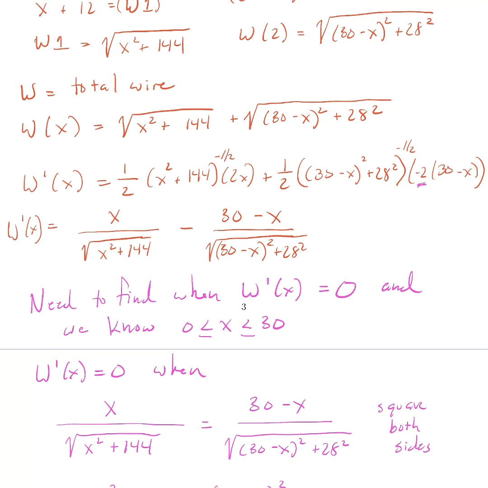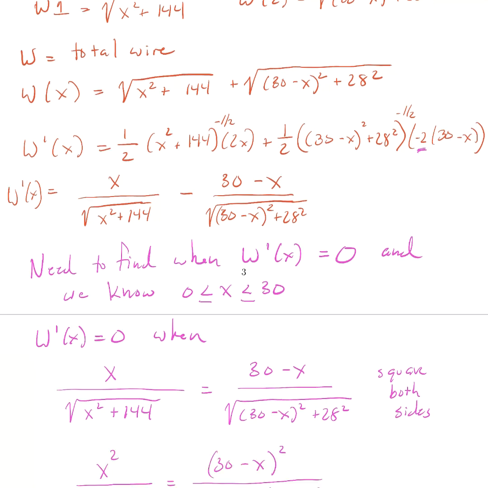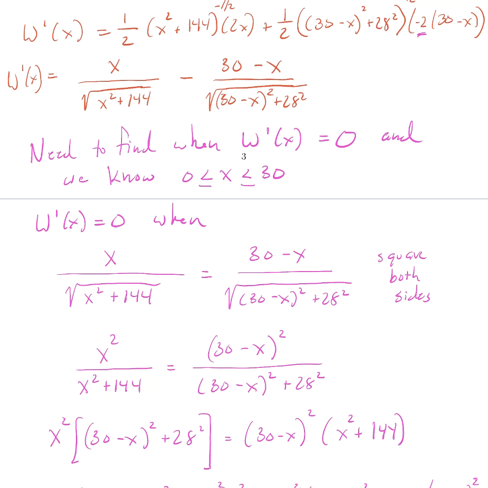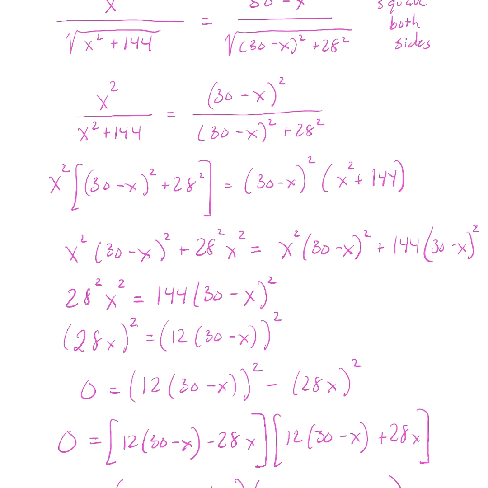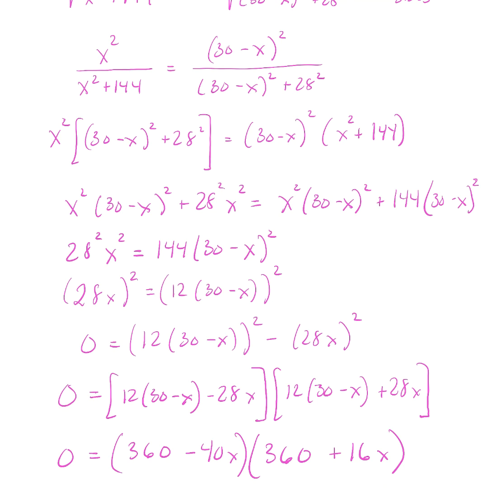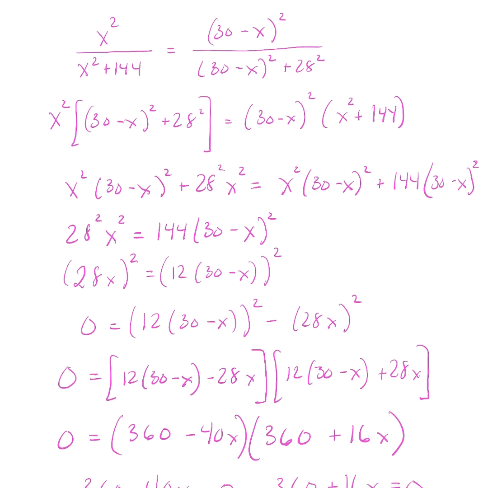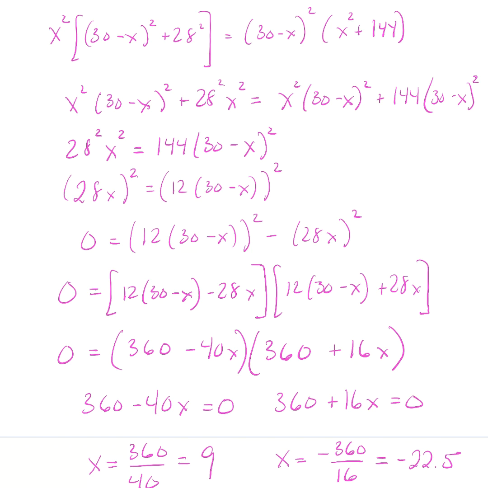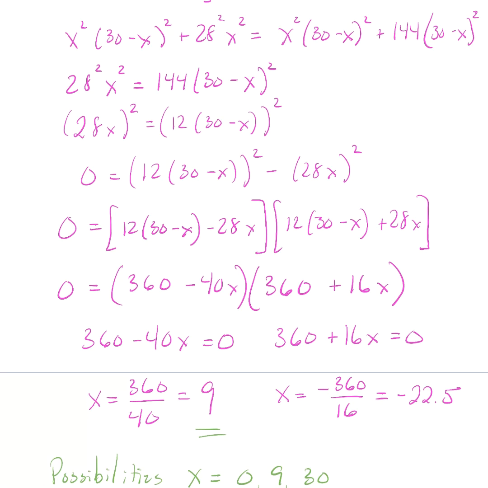Well, it's going to be equal to 0 when these two terms up here are equal to each other. And so we set those two terms equal to each other, square both sides, cross multiply, distribute the x squared on the 144. And then it looks like we get a bunch of algebra. We lose the x squared times (30 minus x) squared terms from both sides. And then I rewrite both sides of the equal sign as something squared, and I can factor those as the difference of two squares. And we end up factoring this thing. Looks like 360 minus 40x times 360 plus 16x. Set those equal to 0. And we get x equals 9 or x equals negative 22 and a half.